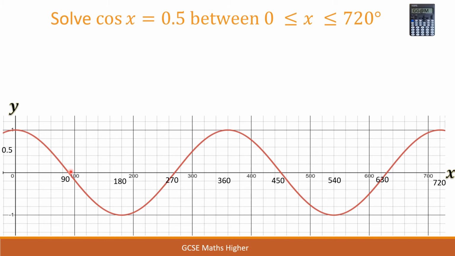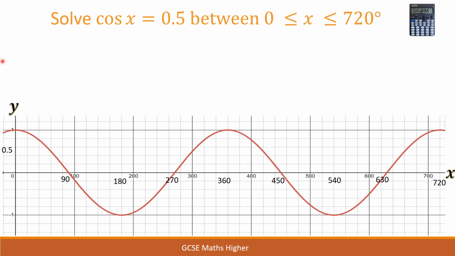The cosine curve starts at the point 0, 1. Then it comes down to the point 90, 0, goes down to 180, negative 1, 270, 0, and then up to 360, 1. Now the curve then repeats between 360 and 720. It does exactly the same as what it did between 0 and 360. You'll be expected to know the shape of the sine curve, the cosine curve, and the tangent curve in your exam. So make sure you know what those graphs look like.